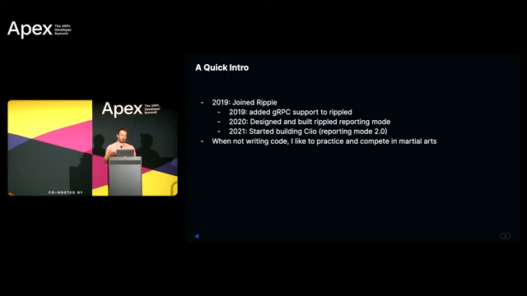Quick intro, a little bit about me. I joined Ripple in 2019. I was on the Rippled team, the core blockchain software that operates the XRP Ledger. I added gRPC support to Rippled as my first project, and shortly after that, I started building reporting mode, which is the precursor to Clio. Reporting mode is what we run behind our public infrastructure; s2.ripple.com is all reporting mode. When we had scaling problems last November, we deployed reporting mode across the cluster to solve them.